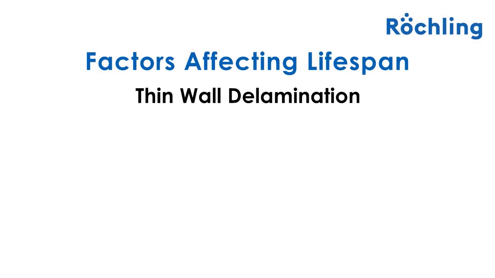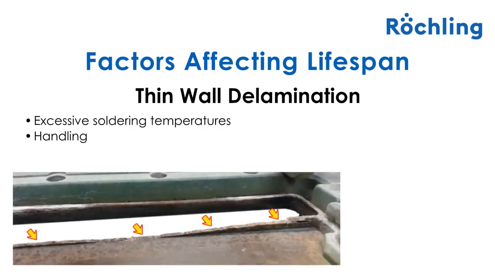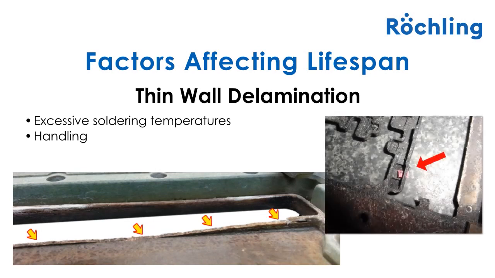Delamination of thin walls is always a major risk. In processes with high temperatures, composite materials can become brittle and break as a result of handling.